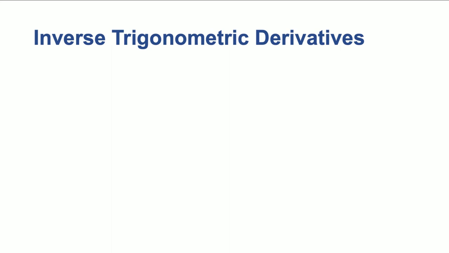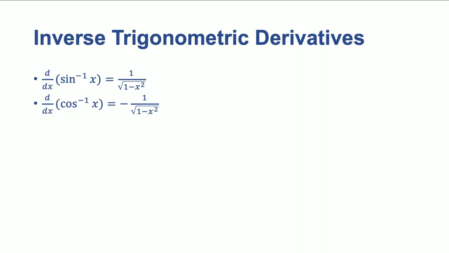All right, so now we also have the inverse trigonometric derivatives. So if I want to take the derivative of sine inverse of x, that is going to be 1 over the square root of 1 minus x squared. The derivative of the inverse cosine of x is going to be equal to negative 1 over the square root of 1 minus x squared. The derivative of the inverse tangent of x is equal to 1 over 1 plus x squared.